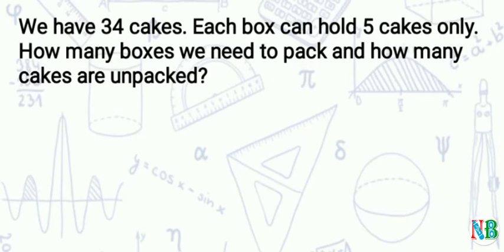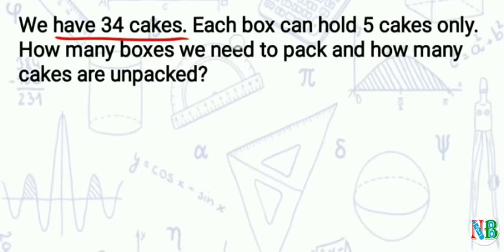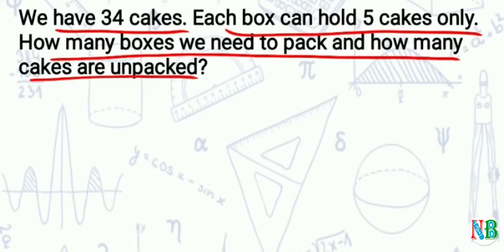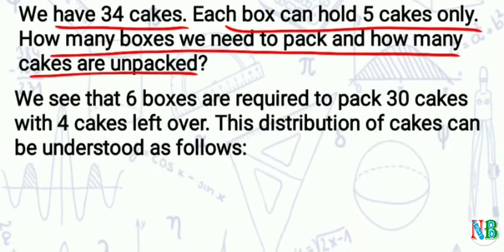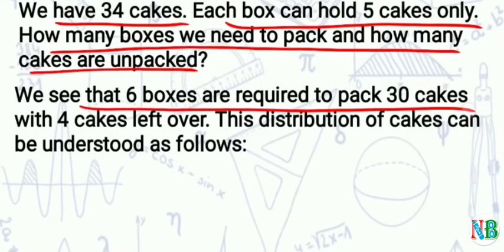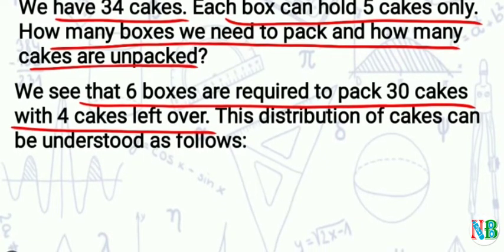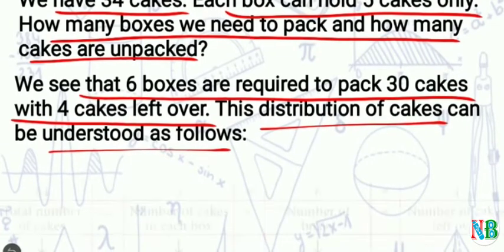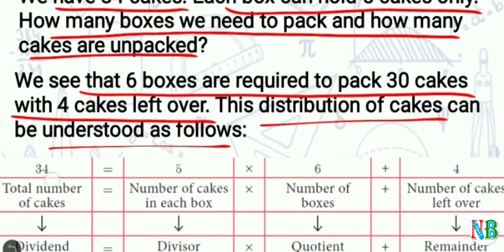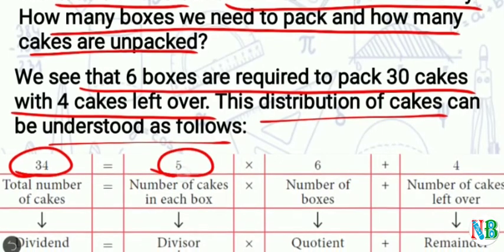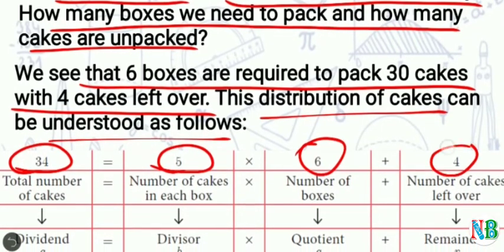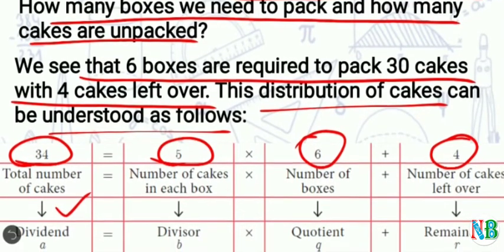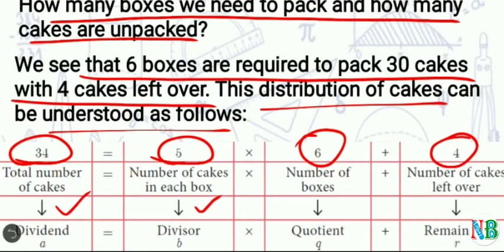Let's see an example. There are 34 cakes. Each box holds only 5 cakes. How many packs do we need, and how many cakes are left unpacked? We see 6 boxes are required to pack 30 cakes, with 4 leftovers. The distribution of cake can be understood as follows. We have the total number of cakes, 34, which is the dividend a, and 5 cakes in each box, which is the divisor b, and 6 boxes, which is the quotient, and the leftover, that is the remainder.